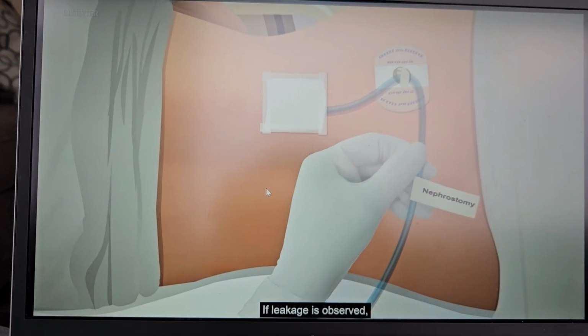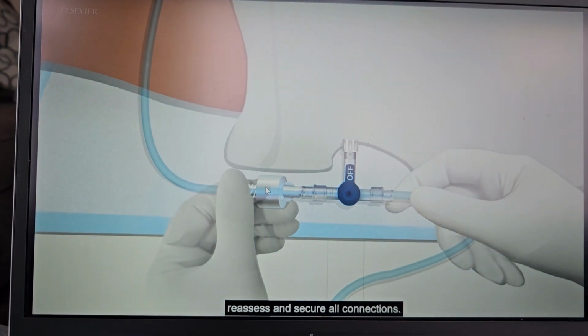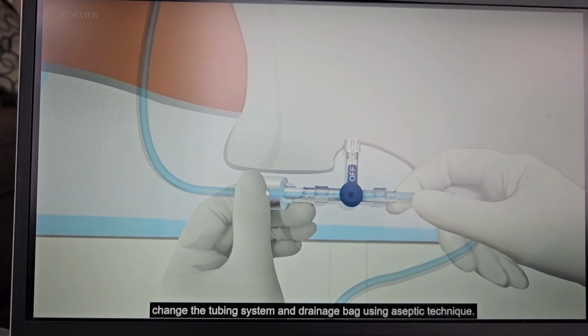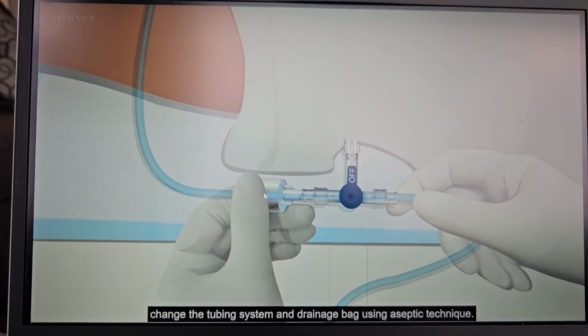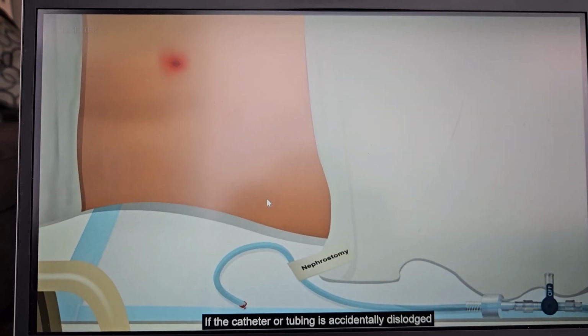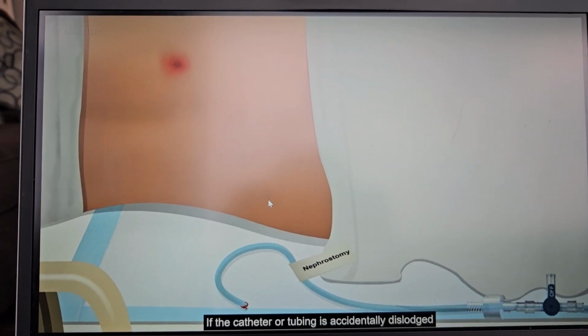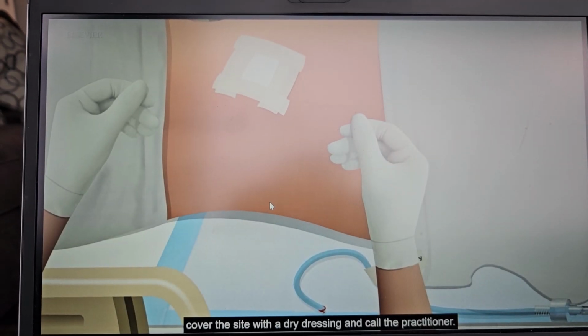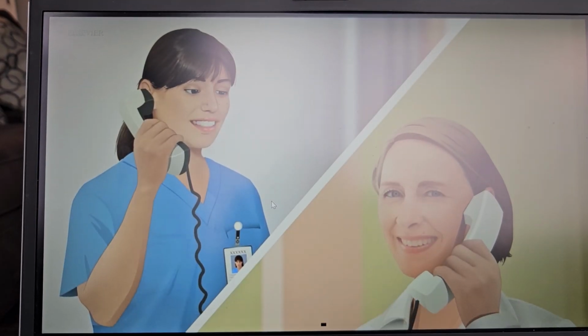If leakage is observed, reassess and secure all connections. If leakage continues, change the tubing system and drainage bag using aseptic technique. If the catheter or tubing is accidentally dislodged from the nephrostomy site, cover the site with a dry dressing and call the practitioner.